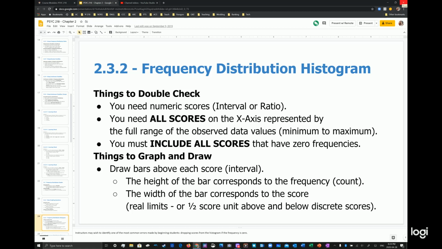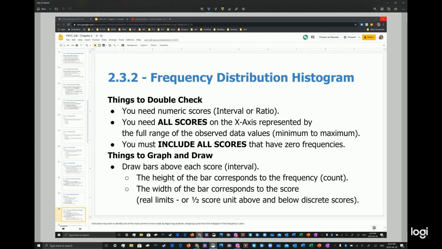The first type of frequency distribution graph is called the histogram. The histogram is going to be used for a specific type of variable and a specific type of data. When we check, these are the questions you would ask, and the answers you would expect are numerical scores, interval or ratio, and all of the scores on the x-axis are represented by the full range of the observed values, minimum to maximum. You want all the values and all the scores too.